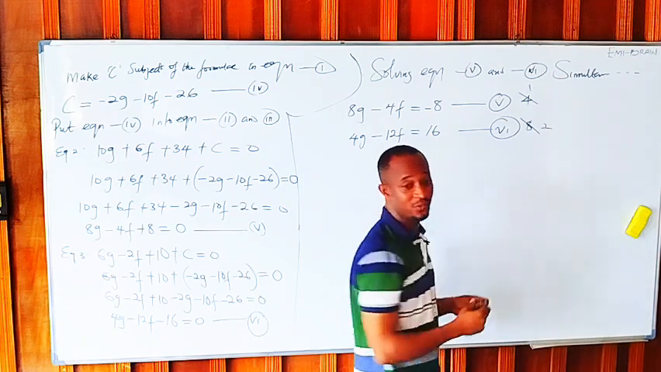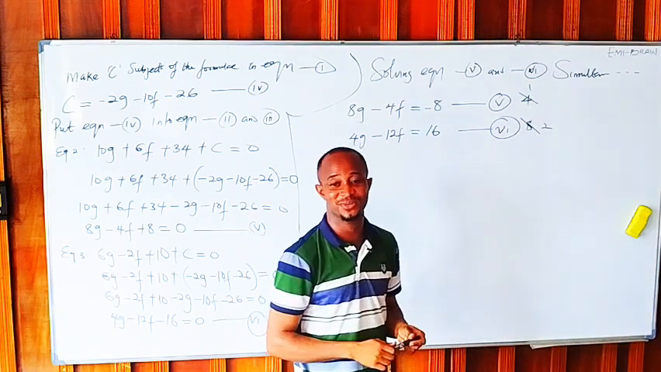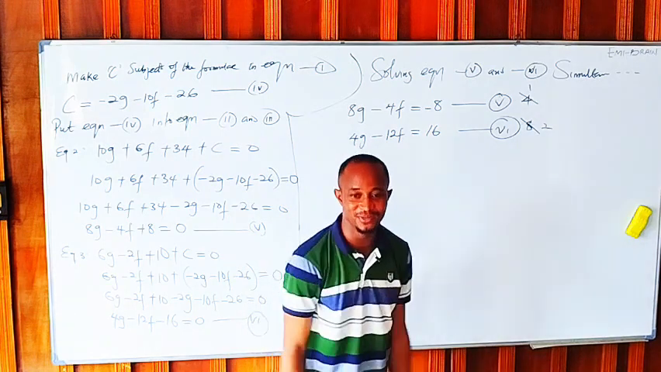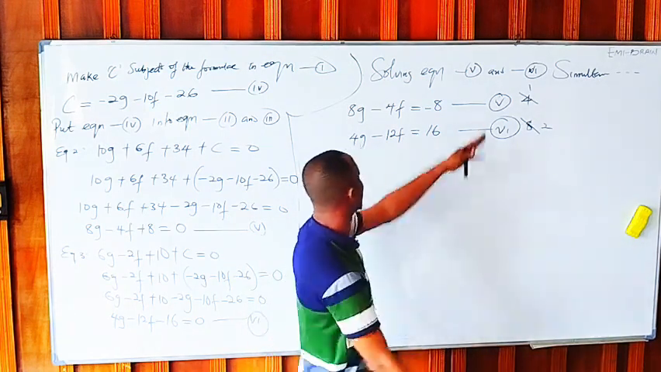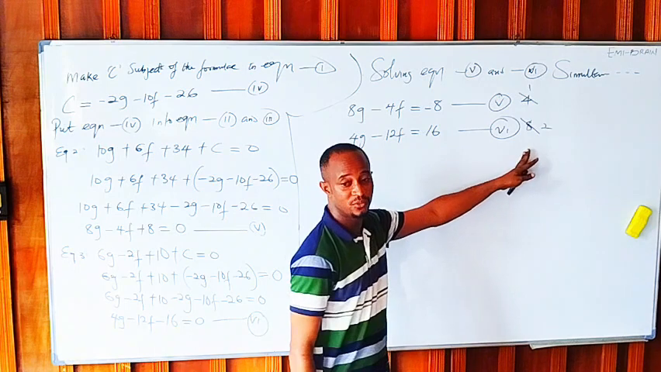Which one did you prefer? Which one did you learn in secondary school? Which one do you want now? 1 and 2 is okay, or you want 4 by 8? Yes. 1, 4 by 8.